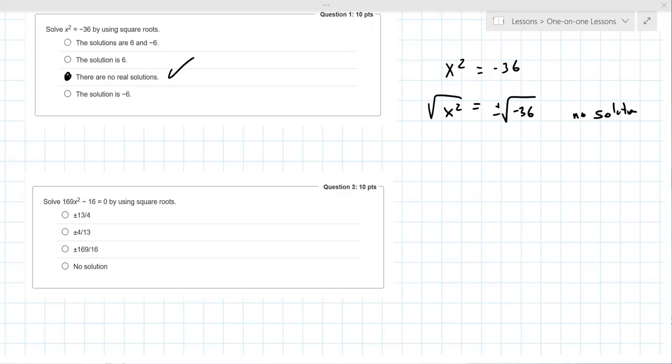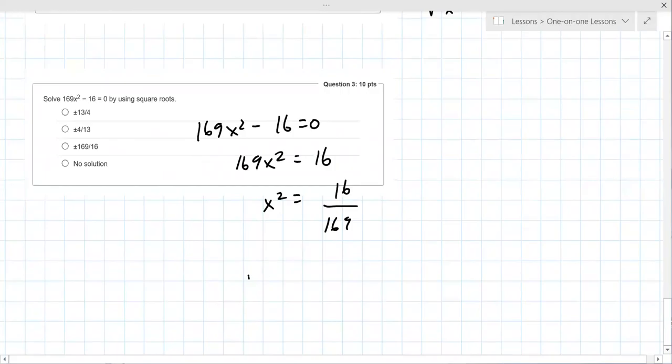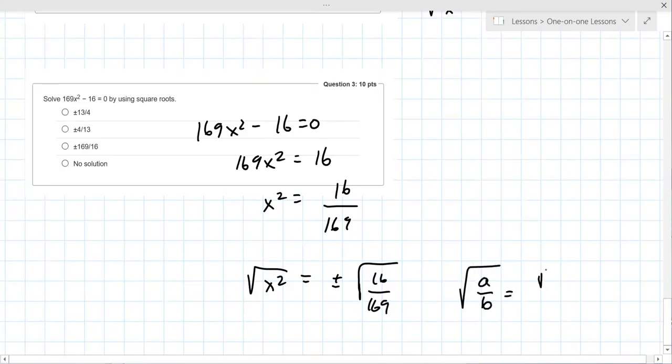The next one is letter B. So it's 169x squared minus 16 equals 0. You move the 16 over, then you divide by 169. And this is the critical step where I've got to take a square root of both sides, plus or minus square root of 16 over 169. There's a property that says you can take the square root of the top and the square root of the bottom. So it's plus or minus 4 over 13.